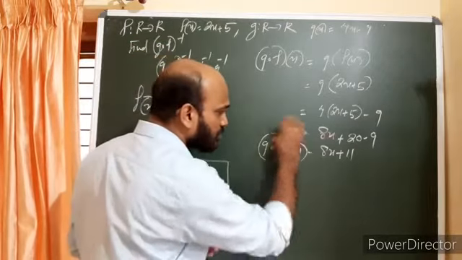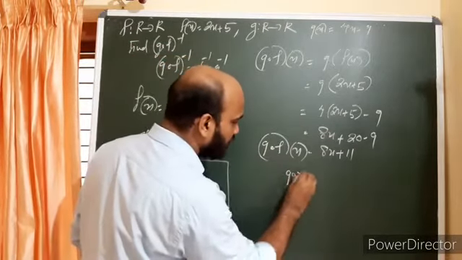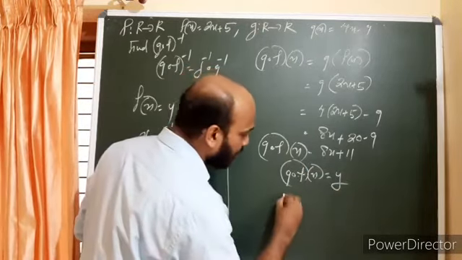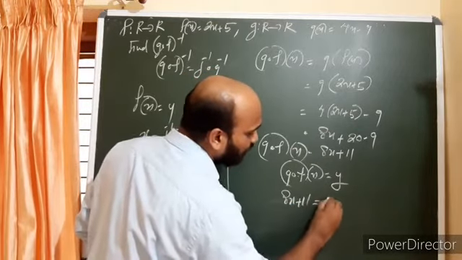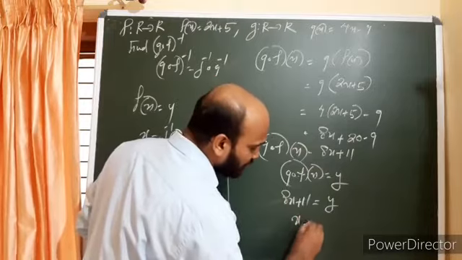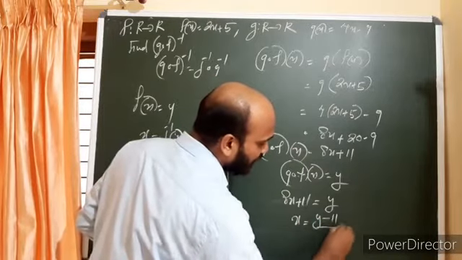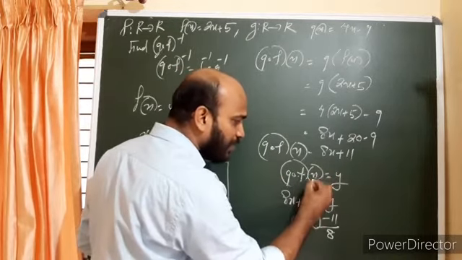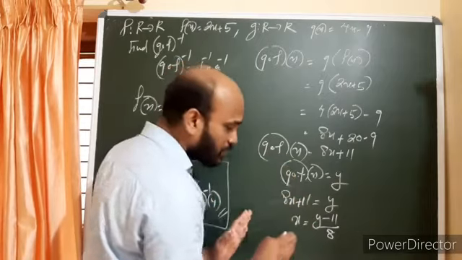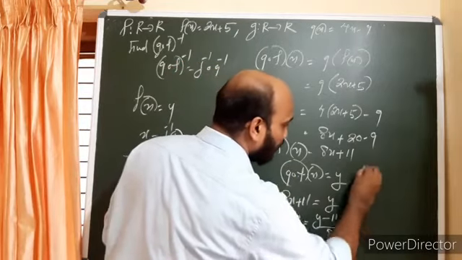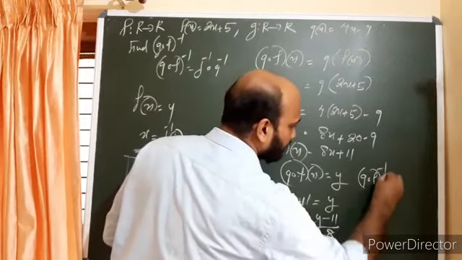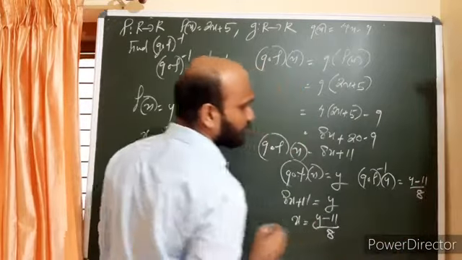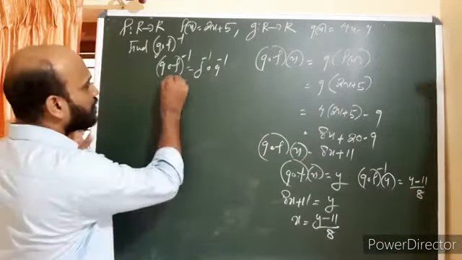Now we want to find the inverse of this function. For that, take g of f of x equal to y. That means 8x plus 11 equal to y. So what is the value of x? x equals (y minus 11) by 8. g of f of x equal to y, then x equal to (g∘f) inverse of y. So the value of x is (g∘f) inverse of y equal to x, that is equal to (y minus 11) by 8. Now we can use the second method, that means this formula.